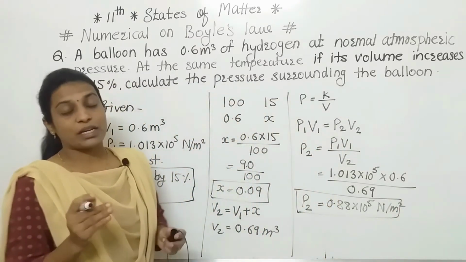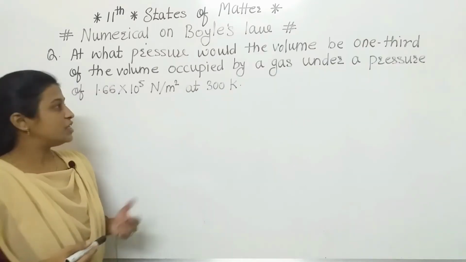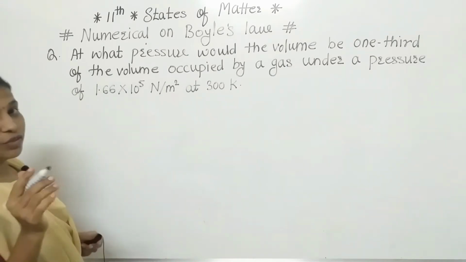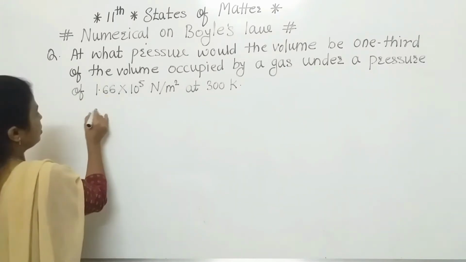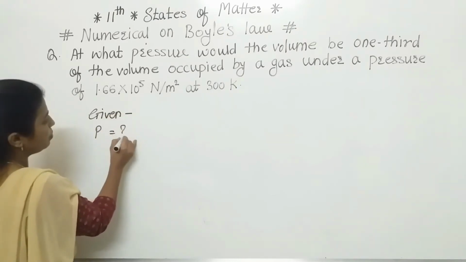So here we have completed our first example. Now we will discuss another example. This is the second numerical. What is that? See, at what pressure? When we are reading, at that time only we will write the given data. Given data. At what pressure means we have to find out the pressure.